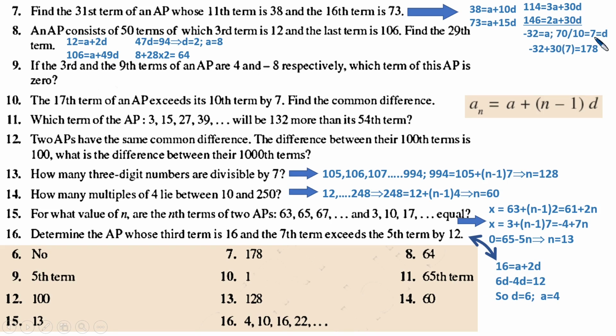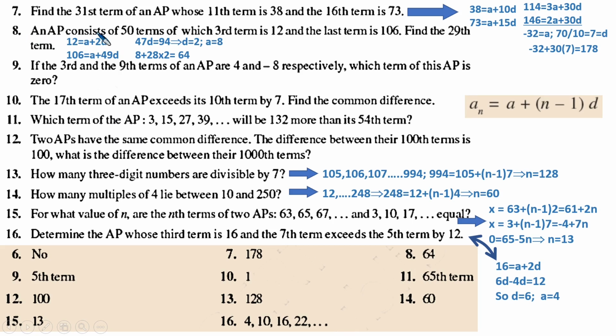And once I know what A is and what D is, A is minus 32. And then they have asked to find the 31st term. So n minus 1 will be 30. And the difference is 7. So it is 178. So the answer is 178. And these are the answers for those students who do not have the textbook, so they can cross-check their answers.